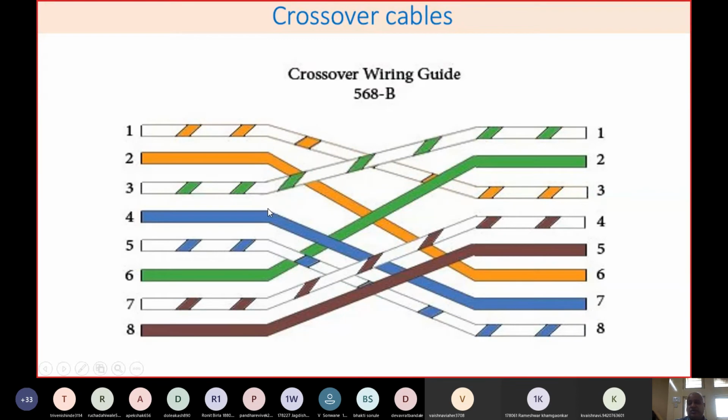If you see 1 and 3, this 1 is going to 3, and similarly 1 is going to 3. If you see, these particular wires are actually switched, 2 and 6 and 1 and 3. Let's see, 2 and 6 is changed, and otherwise the remaining wires are almost the same. This is the way that whenever you want to make a crossover cable, that is the 568B standard.